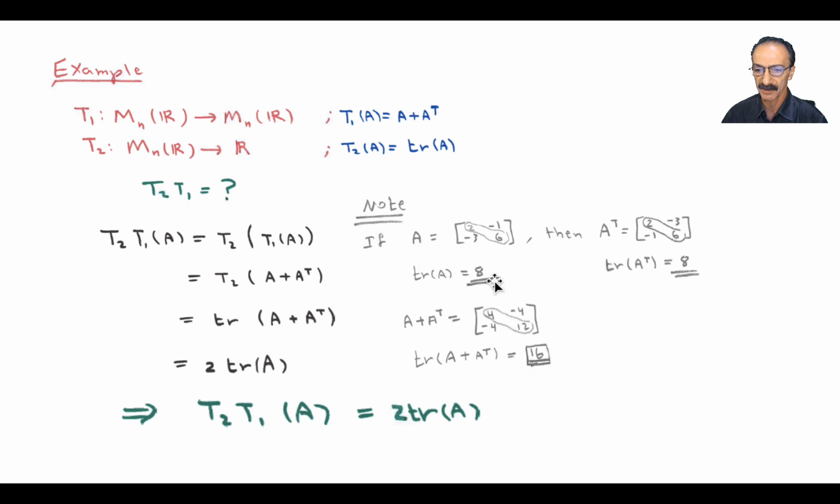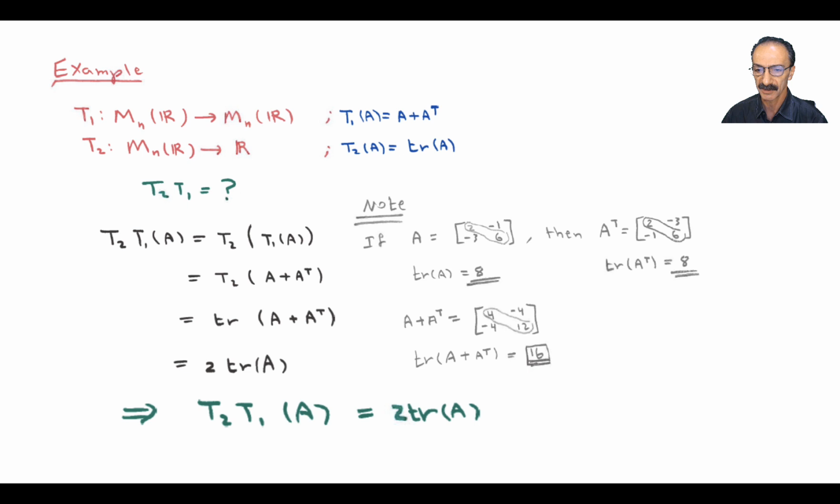Trace of A is 8. Trace of A transpose is also 8, 2 plus 6. How about if you add the two matrices? 2 plus 2 is 4. -1 plus -3 is -4. -3 plus -1 is -4. 6 plus 6 is 12. The main diagonal adds up to 4 plus 12, which is 16. And notice that 16 is twice 8. So the trace of A plus A transpose is twice the trace of A.